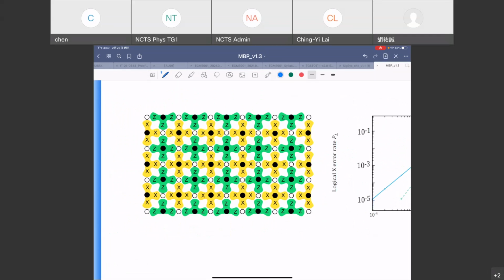So when you increase the size, it means that we use more qubits to protect one qubit.